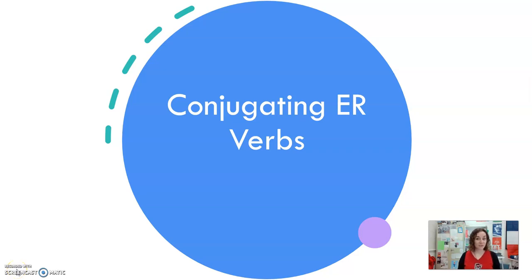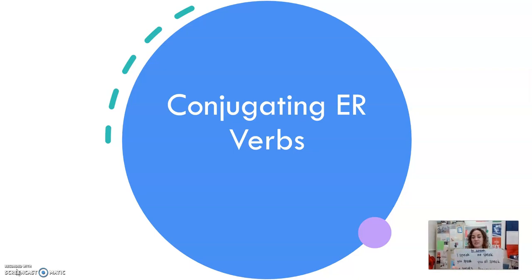Salut! Now that we've learned some common ER verbs, let's talk about how to conjugate those verbs. When I say conjugate, what I mean is use them in context, use them in a sentence, and use these verbs with a different subject, like I, you, he, she, it, we, they. We've learned the infinitive of the verb, like parler means to speak. But I'm going to conjugate it and say I speak or I am speaking.